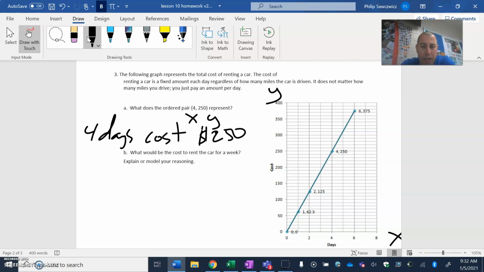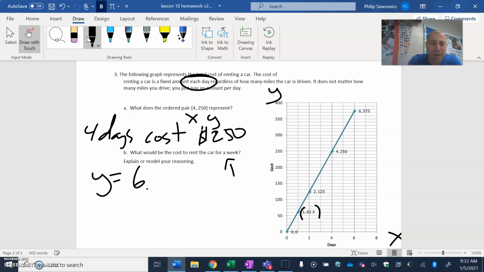What would be the cost to rent the car for 1 week? Well, remember, 1 week is 7 days, and that is each day, so I have to use the 7 days. Explain your model and your reasoning. I'm always about the equations, so I'm going to write my equation out. To write my equation out, I need a constant. I can see from the graph, check it out right there, 1 comma 62.5. So I know 62.5 is the constant because that is how much for 1. And there we go.